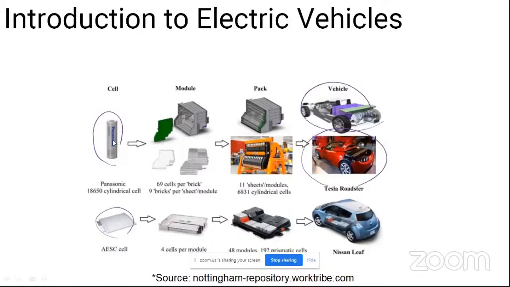There are cylindrical cells, a very popular one being the 18650 cylindrical cell from Panasonic. Tesla, in its earlier version, was using this cell. Now in the second picture there is a pouch cell. Again, a few pouch cells are used to make a module, and again a few modules are used to make the battery pack, and again this makes a car. So this is the basic concept of how a small cell is used to make a huge storage system, and then this is used to operate a car.